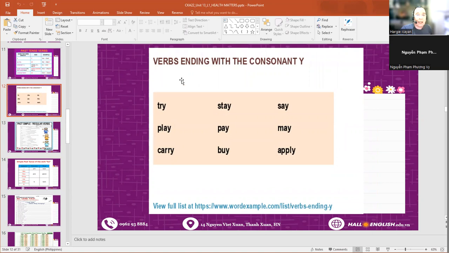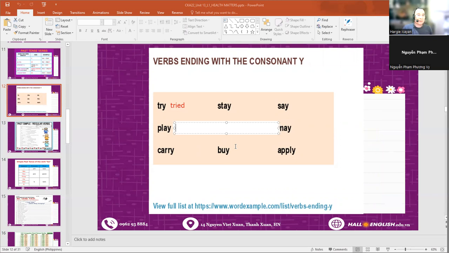Okay. Now, how are we going to do this? So verbs ending with a consonant and Y. So what are we going to do with this? In forming the past simple tense of the verb with these particular words, we just have to change the Y into I and add ED, right? So try becomes tried. Yes.